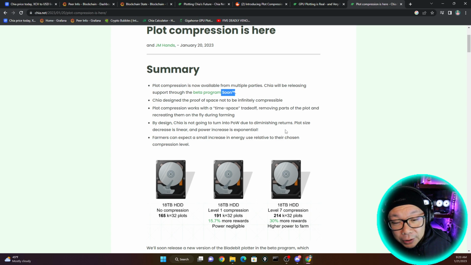All right. But I'll go into some percentage that Chia mentioned in here, and I don't totally agree with it, but we'll see. Give me your comments on what this means to you as I keep on going. Farmers can expect a small increase in energy use relative to their chosen compression level.